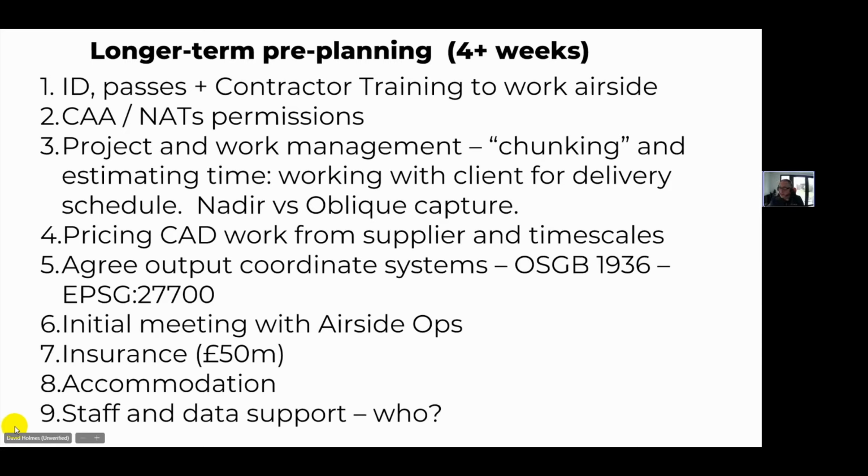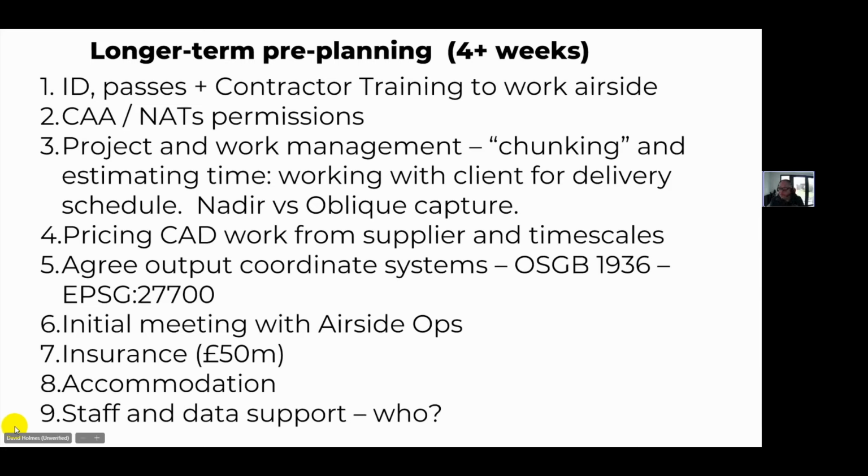Then you need to price the work internally, and we used outsourced suppliers for doing some of our CAD work as well. So how long are they going to take and how much are they going to cost? You need to agree things like coordinate systems for data as well. We always work in OSGB 1936. And then you get down to initial conversations with the airside ops team about how this is going to work. And then they tell you they want £50 million worth of insurance for your drone and you've only got 10. So there are lots and lots of complications around that.